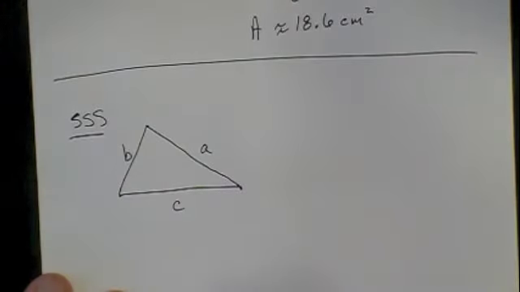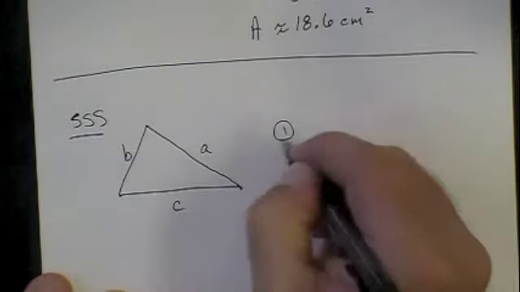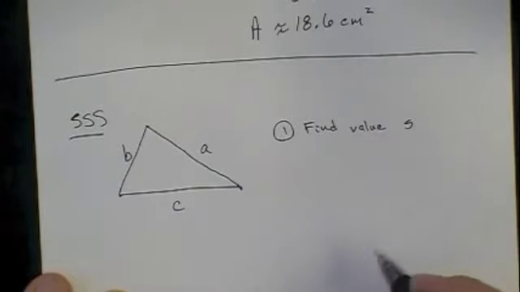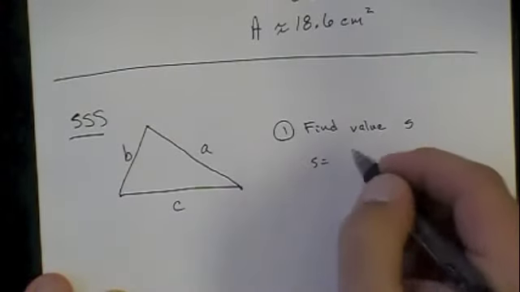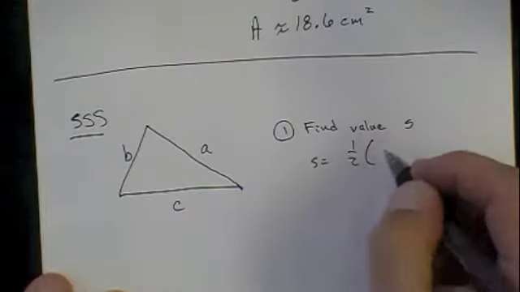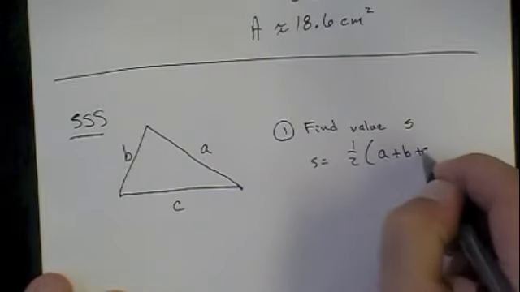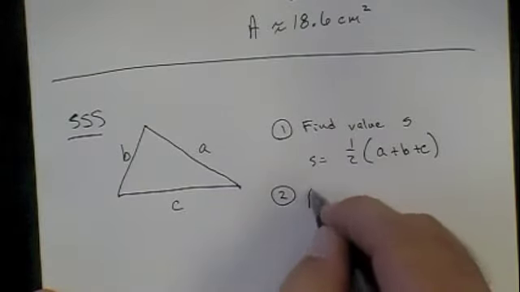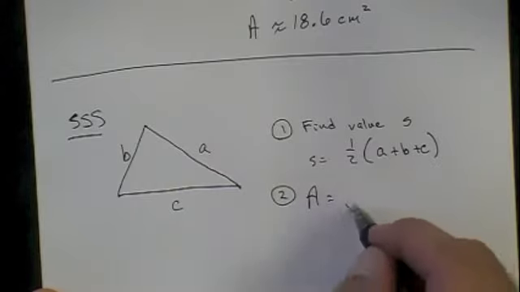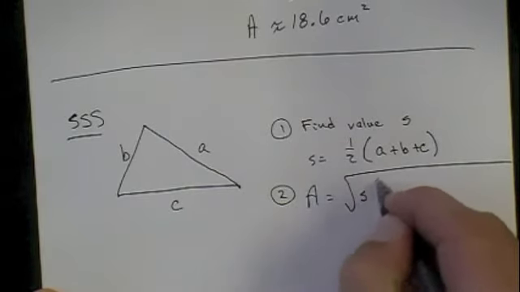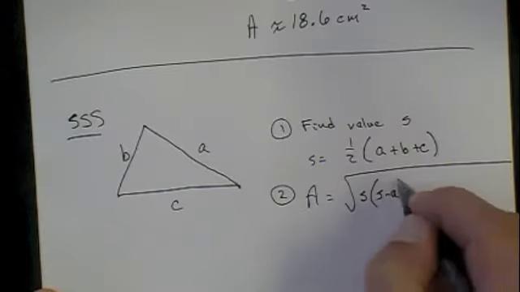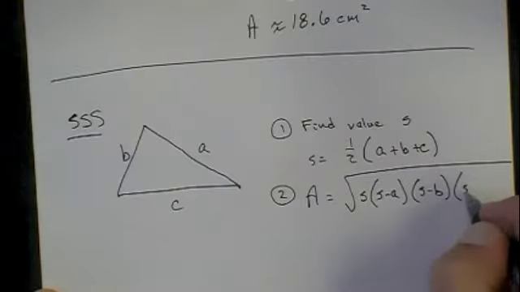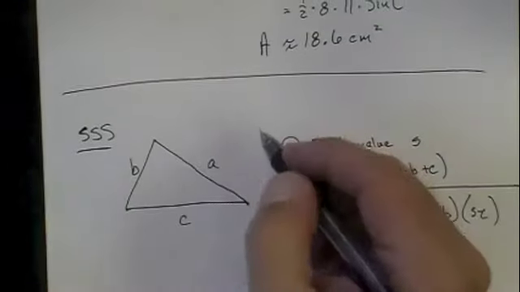Now what we need to first do is find a value for S. First step. Now to find that, S is going to be equal to 1/2 of A plus B plus C. And then for step 2, to find the area, we're going to take the square root of S times S minus A times S minus B times S minus C. And this is known as Heron's formula.